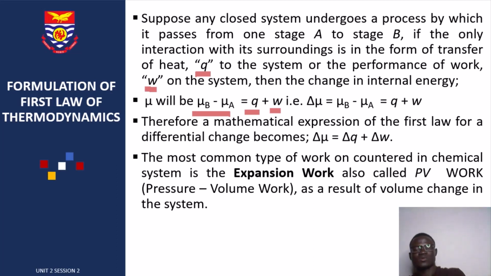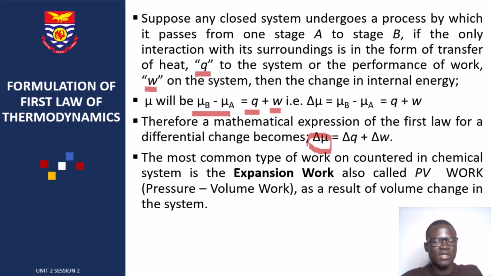So for us to be able to write a mathematical expression of the first law of thermodynamics, we can say that the internal energy change is equal to the change in heat plus the change in what? Work. And the most common type of work encountered in a chemical system is the expansion work, also called the PV work, the pressure-volume work, and this is as a result of volume change in the system.